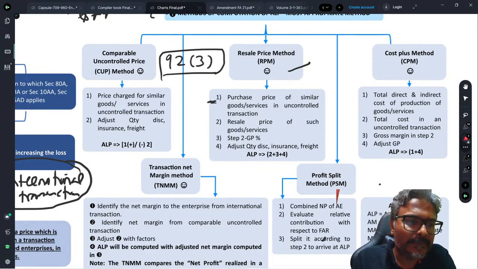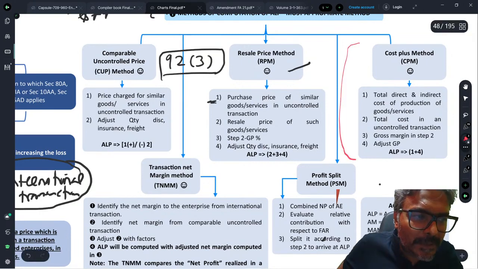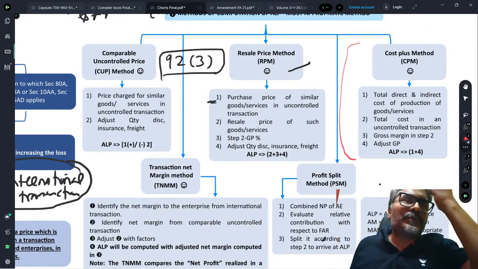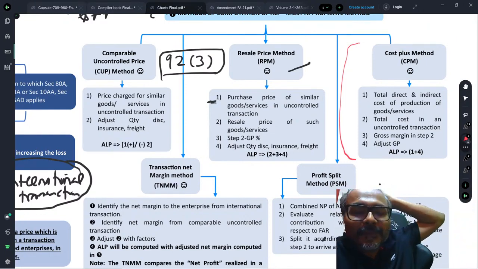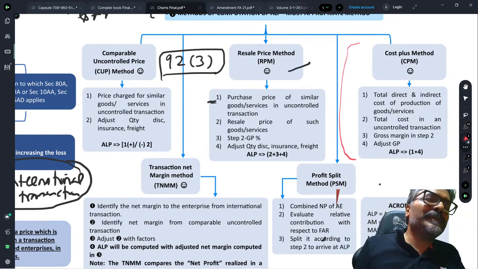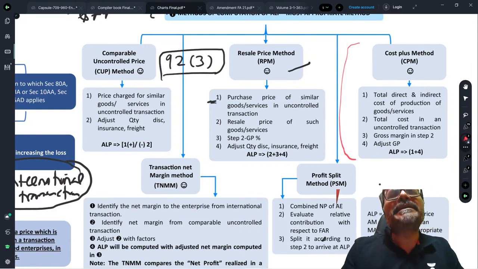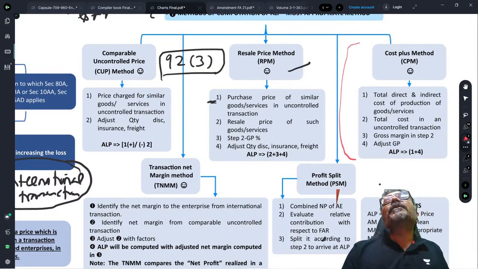Cost plus method. Let's do this one. Students, what is cost plus method? As the name suggests, first of all, just try to visualize. In the examination, students, I'm giving you a simple example. JP Morgan Chase, Mumbai. JP Morgan Chase, India, is an associated enterprise of Morgan Stanley, US.